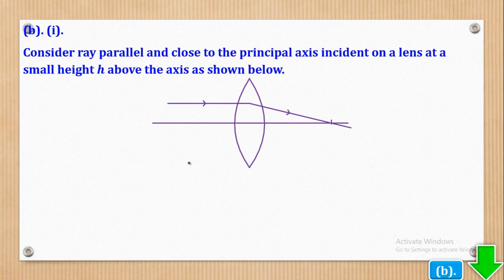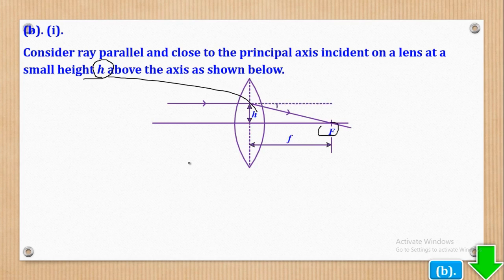Now that ray will be refracted to pass through the principal focus. And they told us a small height h above the axis, so this is the height h. And because it's the principal focus, this will be the focal length. Then this will be the deviation of this ray, because if this lens wasn't there, this ray would have continued in this path of the dotted line. But because of this, refraction occurs, and this will be the deviation of the ray. Then alternating angles, this angle will be equal to this angle.